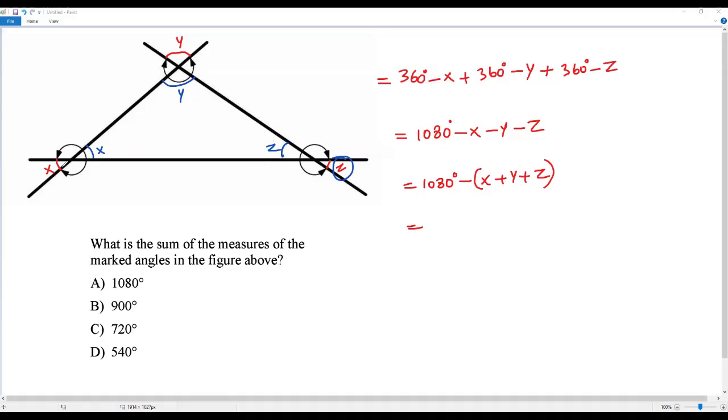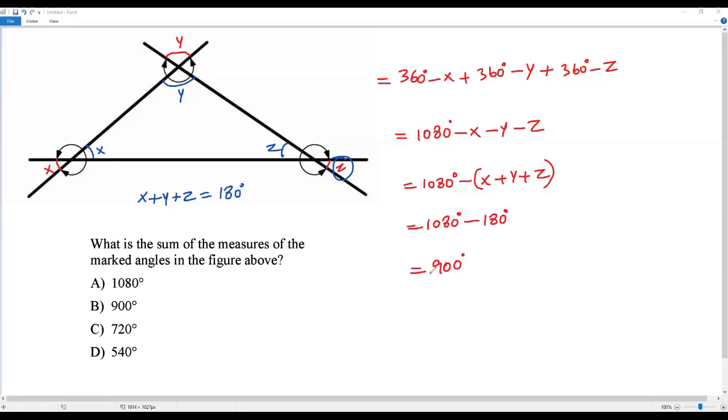Now let's consider the triangle we have over here. In this triangle, we have three interior angles: x, y, and z. In any triangle, the three interior angles always add up to 180 degrees. That is, x plus y plus z equals 180 degrees by the angle sum property of a triangle. Now we can plug in 180 degrees for x plus y plus z and do the final evaluation. That is 1080 degrees minus 180 degrees. When I subtract 180 degrees from 1080 degrees, I get 900 degrees.